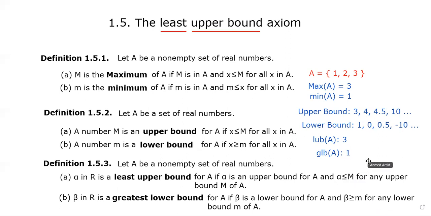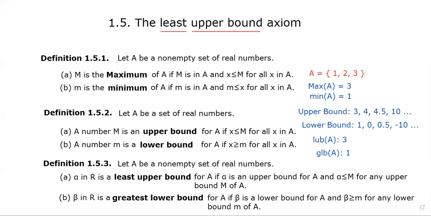And alpha is less than or equal to m for any upper bound m of A, which means that alpha is the least upper bound. So when I talk about an upper bound, we have multiple values of an upper bound. We don't have a single value. You can bring up infinite values of an upper bound, so you can bound a set with infinite values. But when I say the least upper bound, I'm choosing the least value that is bounding the set from above. I hope this definition is clear.